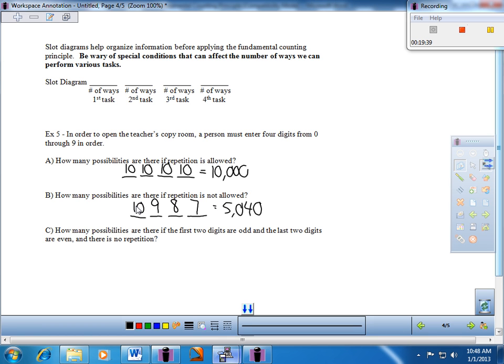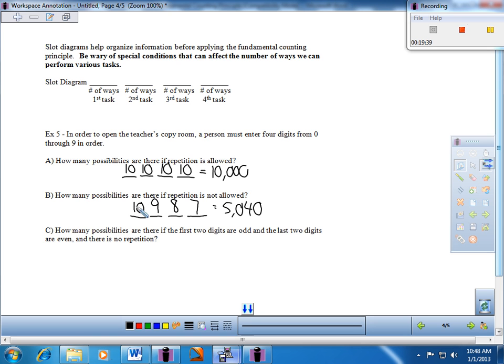Right down the line. Okay, how about letter C? How many possibilities are there if the first two digits are odd and the last two digits are even and there is no repetition? All right, so you've really narrowed it down, and these are the conditions that you know. How many possibilities are there for this situation?